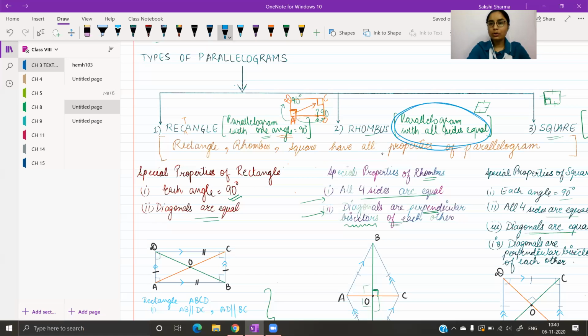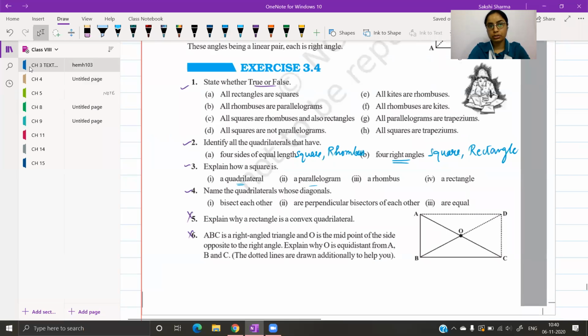Okay. So a parallelogram in which all four sides are equal will be a rhombus. And now going back to the question.